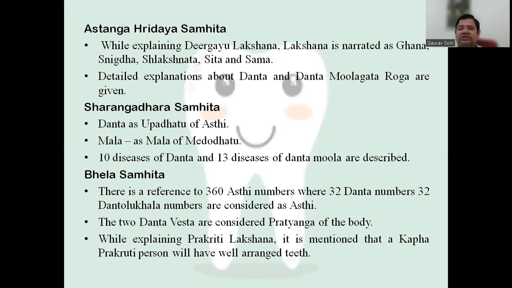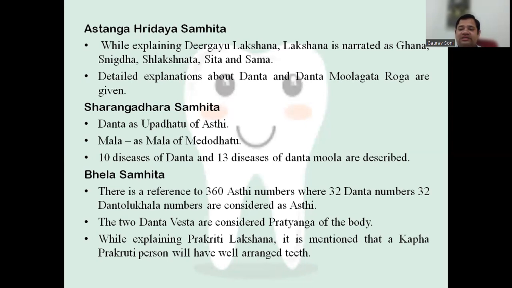Then some more references we are going to get from Ashtanga Hridaya. While explaining the Dirghayu Lakshana, the Lakshana is said to be Ghana, Snigdha, Seet and Sama. Detailed explanation of Dant and Dant Mulgat Rog is given. Sarangdhar gives a new thing, that Dant is an Updhatu of Asti and Mal of Medha Dhatu. 10 diseases of Dant and 13 diseases of Dant Mulgat are described in Sarangdhar Samhita.